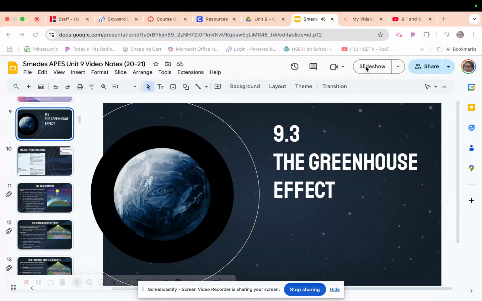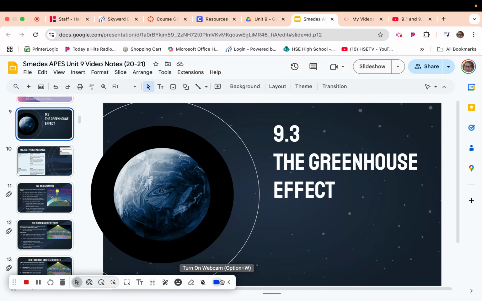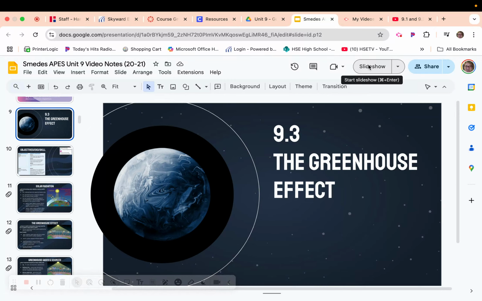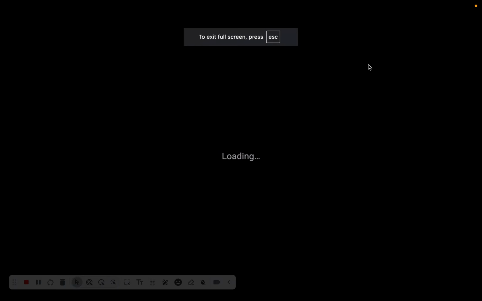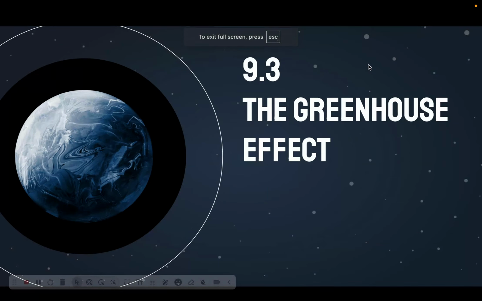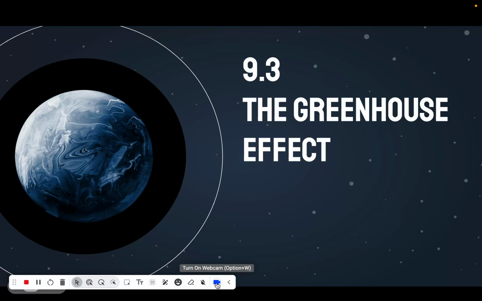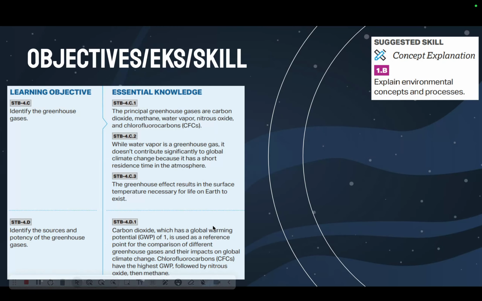Okay, so we are talking about the greenhouse effect in these notes. And so let's go ahead and get into our slideshow here and get into the greenhouse effect. Okay, so here are our objectives and skills.